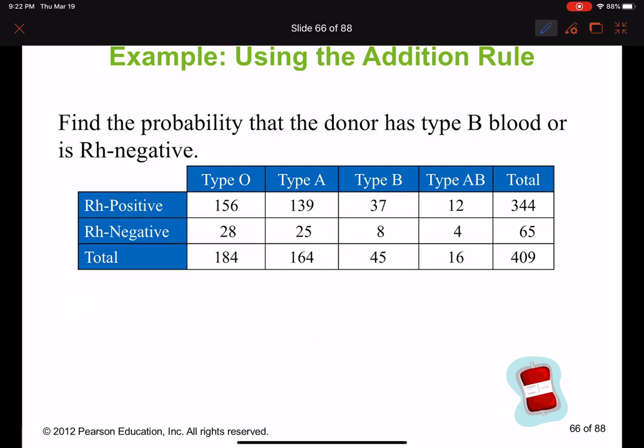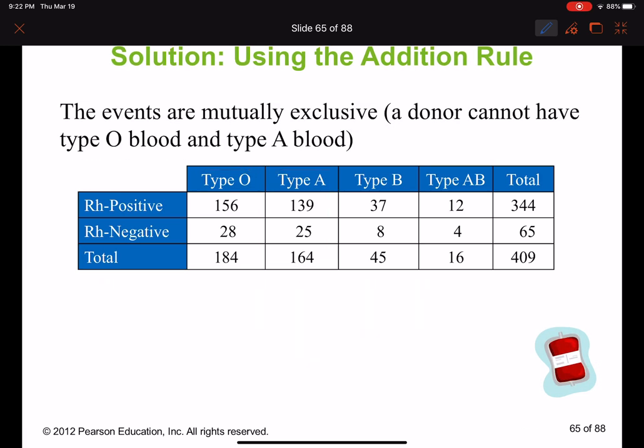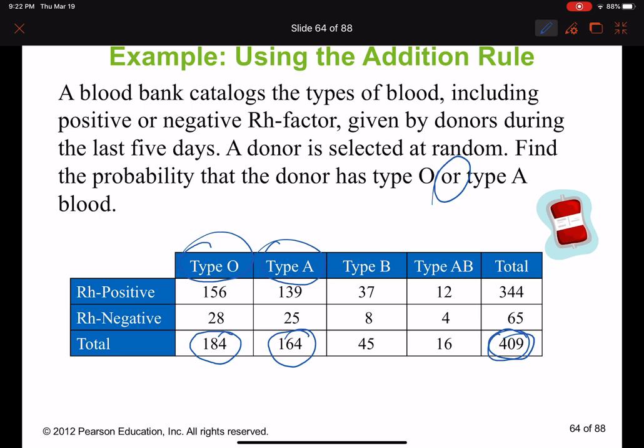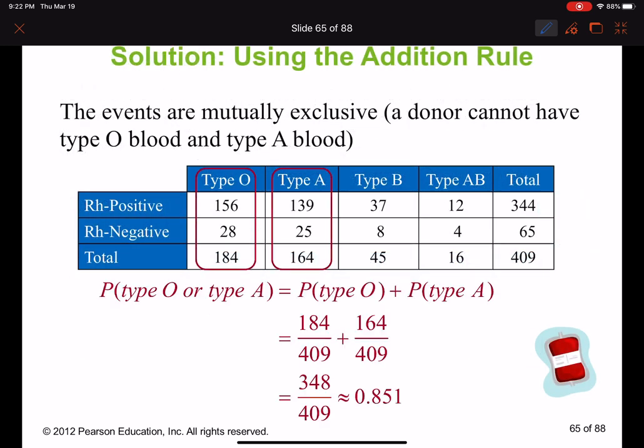So the probability for O or A type is going to be, wait a minute, did we move ahead? 184 out of 409 plus 164 out of 409. We get 348 out of 409, and percentage-wise, it will be 85.1%. Okay.